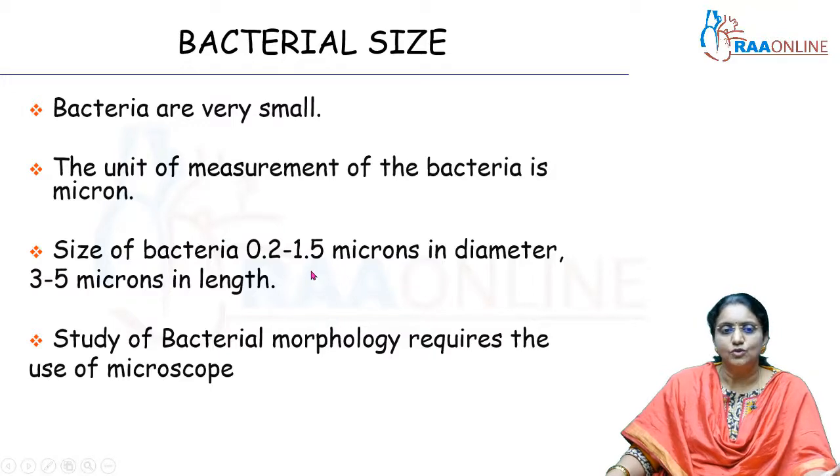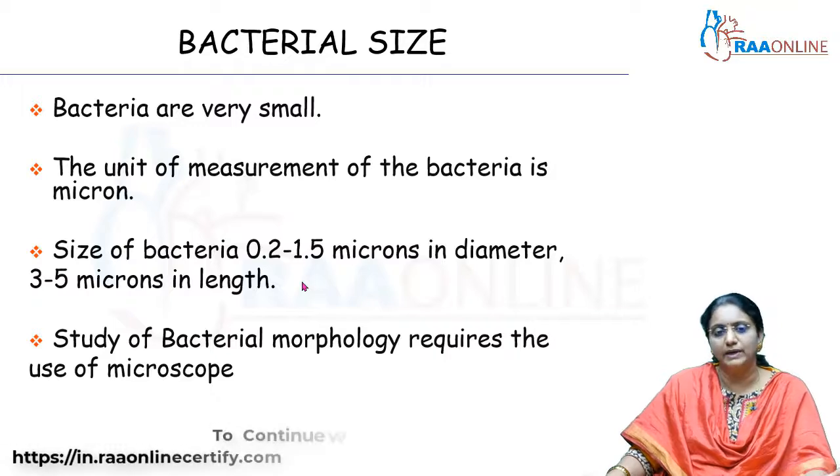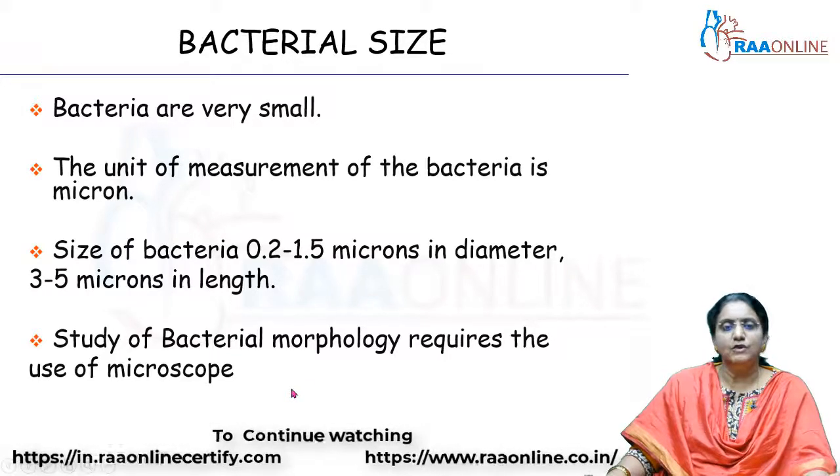The usual size is 0.2 to 1.5 microns in diameter, and the length is 3 to 5 microns. There are bacteria, usually the saprophytic bacteria, meaning those bacteria which are present in the environment and do not cause any human disease, whose length may even be greater than 5 microns. This is the dimension which is mentioned for most of the pathogenic bacteria. Pathogenic means causing diseases either in humans or in animals. So we have come to the conclusion that when you want to study the bacterial morphology, you need the use of a microscope.